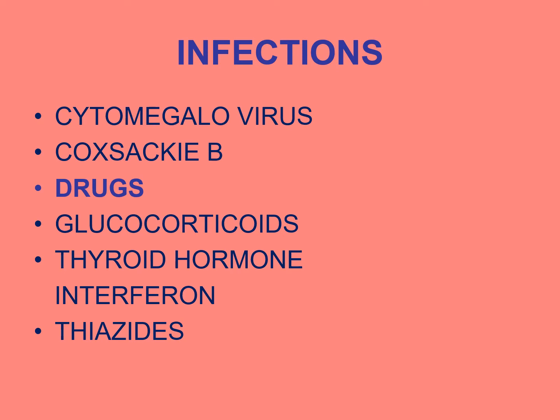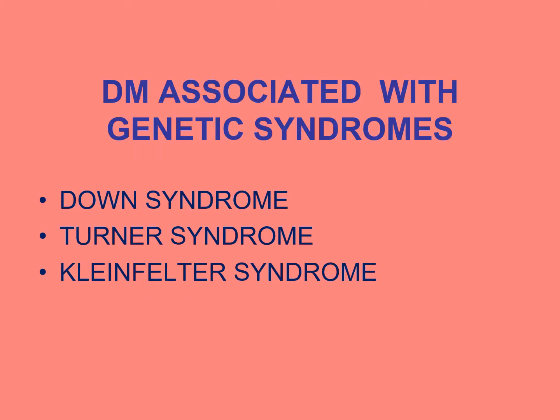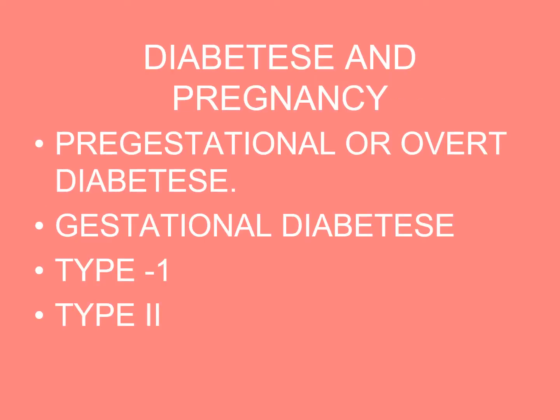The infections, for example, cytomegalovirus, Coxsackie B. The different drugs, for example, the excessive use of glucocorticoids, thyroid hormone, interferon, which was once very commonly used for the management of hepatitis C, and the thiazide, which may also lead to impaired glucose tolerance. And the diabetes may be associated with genetic syndromes, for example, Down syndrome, Turner syndrome, and Klinefelter syndrome. Finally, diabetes and pregnancy: the pre-gestational or overt diabetes, and the gestational diabetes.